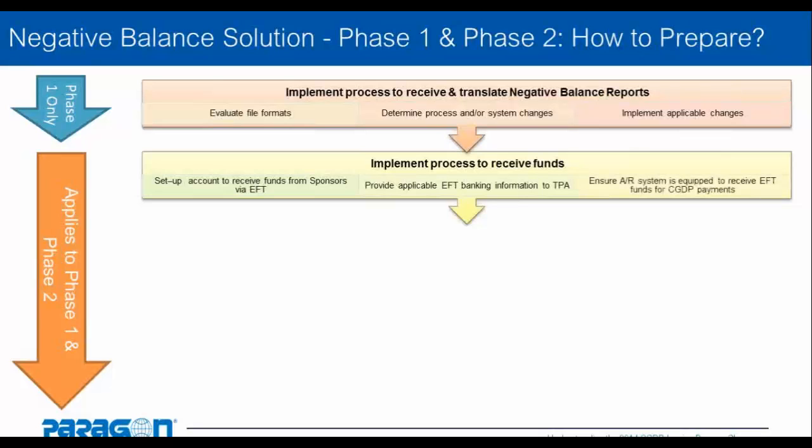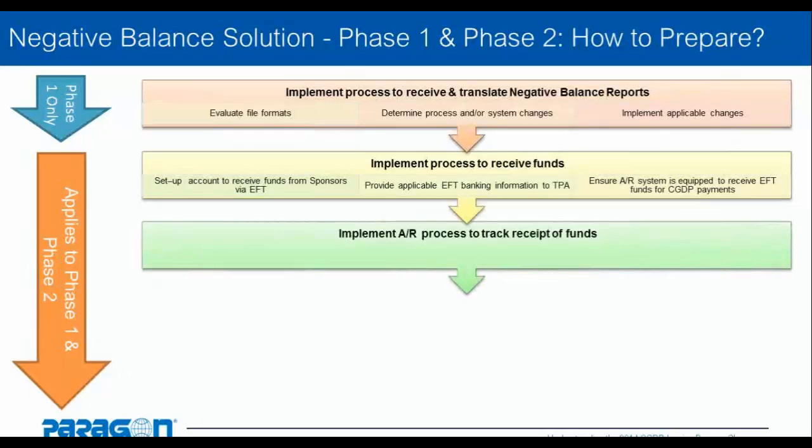The last area here is to ensure your organization's AR system is equipped to handle and quickly identify receipt of CGDP negative invoice payments. This may require updates to your AR system or simply updates to your AR processes. Either way, your organization needs to complete this evaluation to assess required changes. The third area we will review is an AR process to track receipt of EFT funds for negative invoice payments from sponsors. The first imperative step here is to identify and appropriately allocate resources to support this effort.